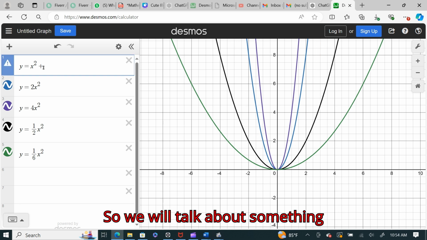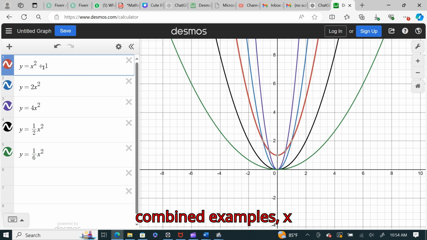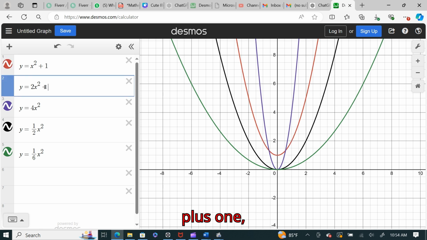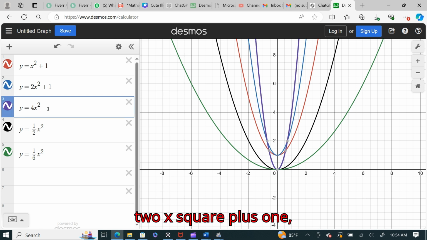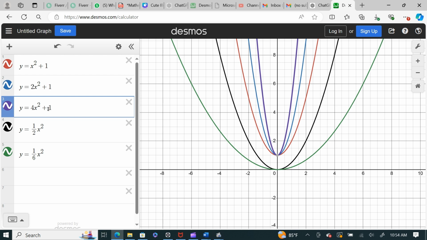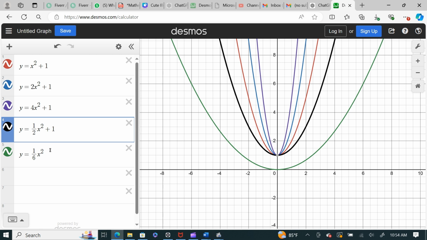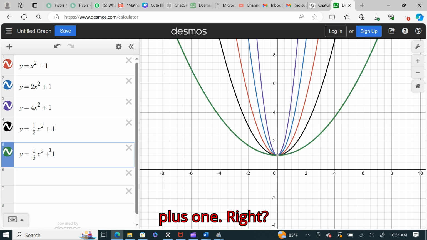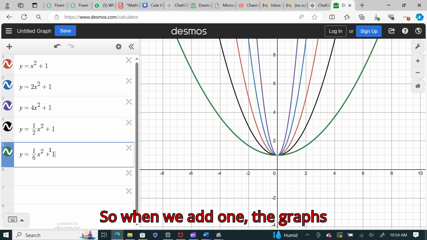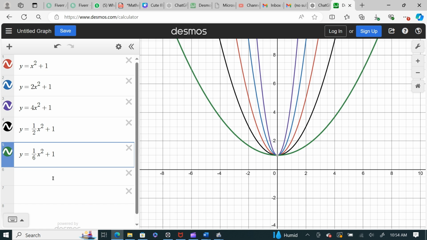So we will talk about combined examples. x square plus 1, right? 2x square plus 1, 4x square plus 1, half x square plus 1, right? So when we add 1, the graphs are translated vertically by 1 unit, right? And the shape was not changed.